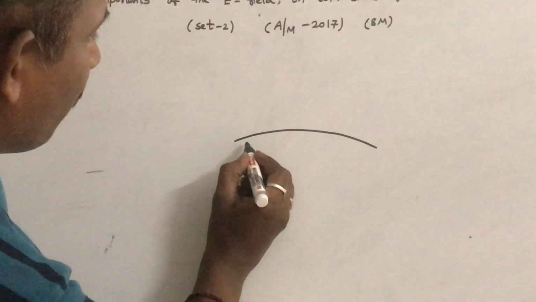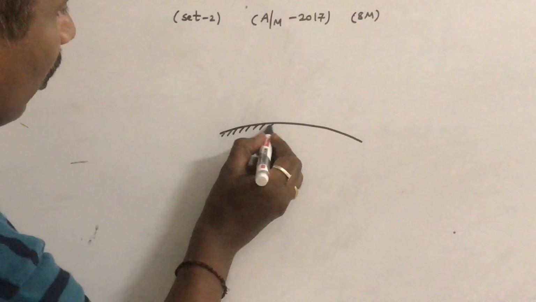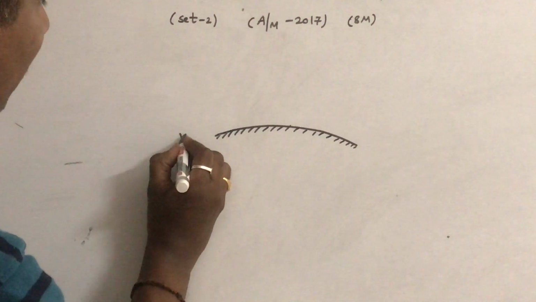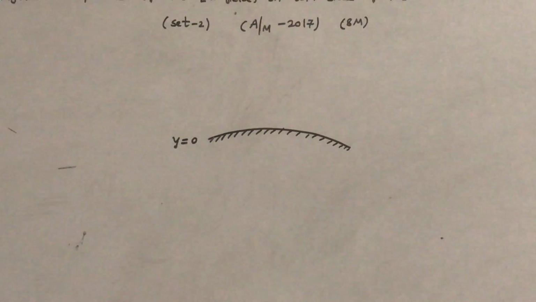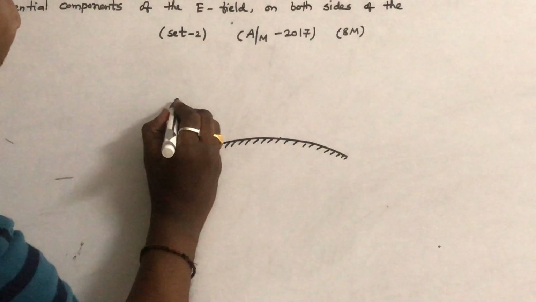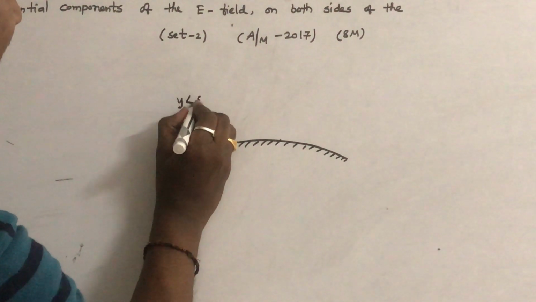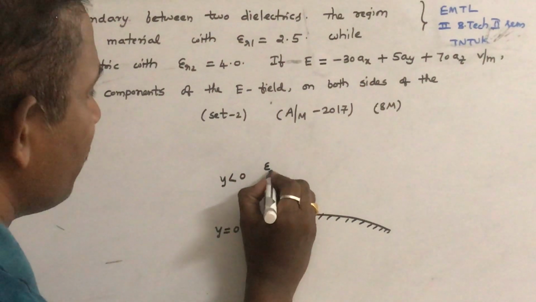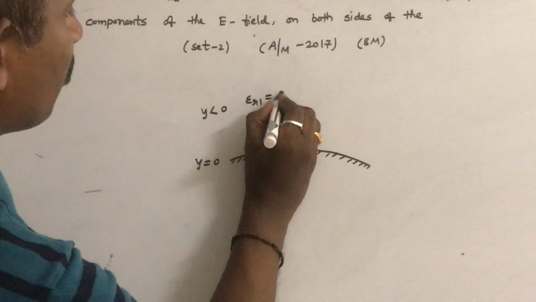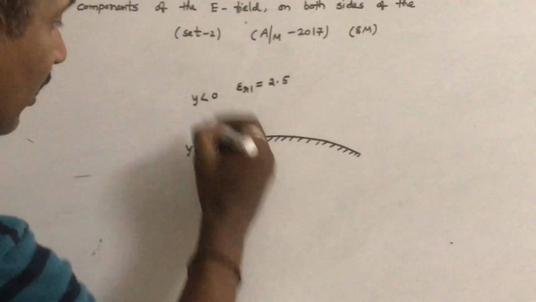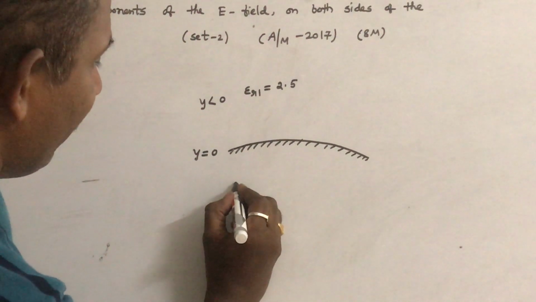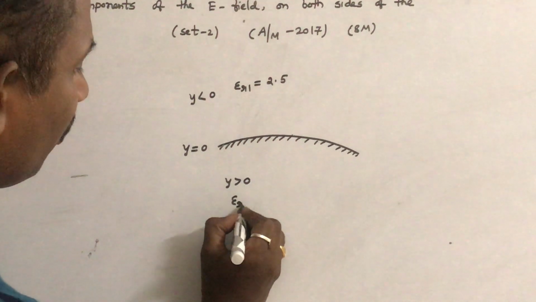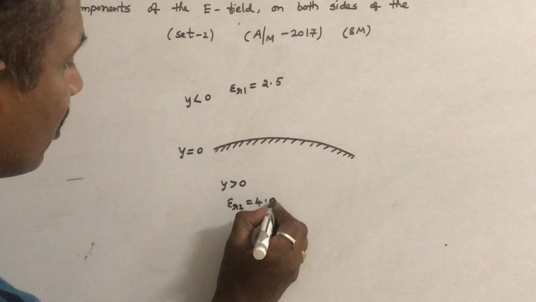For example, say this is the boundary between two mediums. It is given that y equal to 0 is the boundary. Say this is the y less than 0 medium, with dielectric constant epsilon r1 equal to 2.5. The medium below is y greater than 0, with epsilon r2 equal to 4.0.